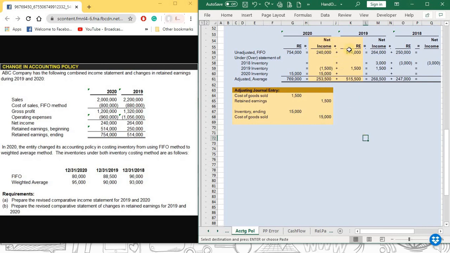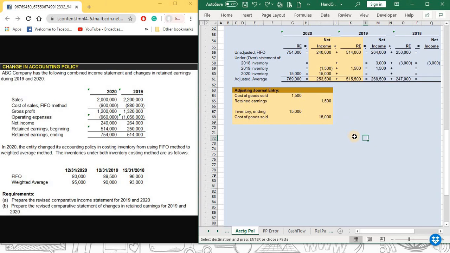So based on these two columns, these are only the adjustments. These adjustments prior to the retained earnings in 2019 were no longer adjusted in 2020 because these amounts no longer appear or reflect in the retained earnings at the end of 2019.